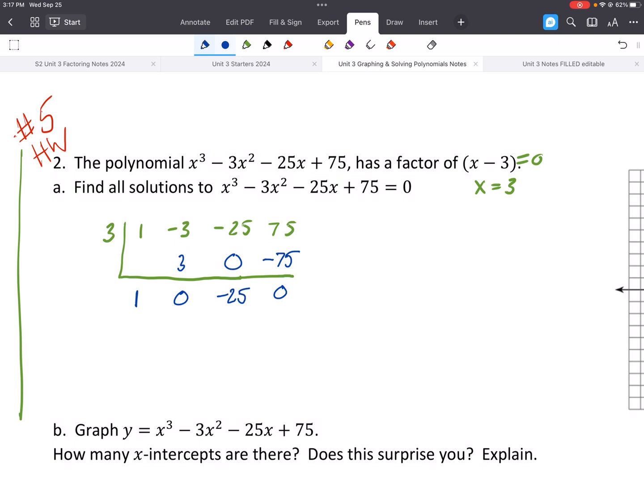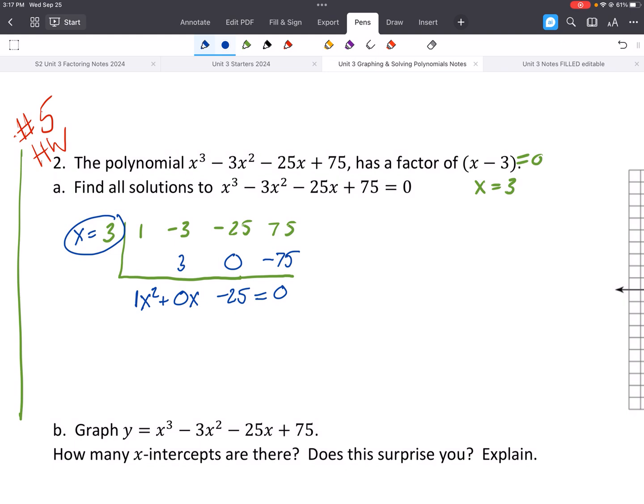So we could finish this up. This ends up giving us a quadratic: 1x squared plus 0x minus 25 is equal to 0. We did that in our last unit. What we're going to add to that is that we want to find all of the solutions. We found one of them, x equals 3. We have a quadratic left, which means we should have 2 more roots, 2 more solutions.